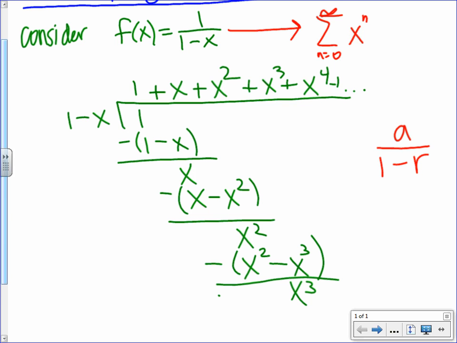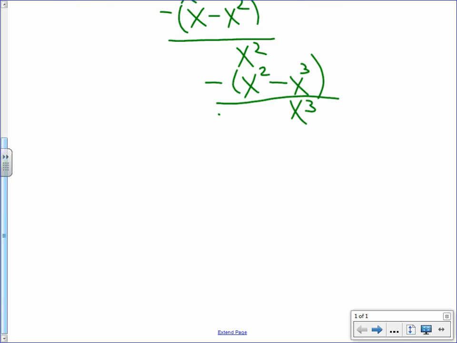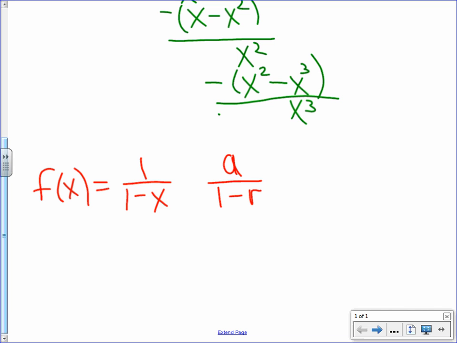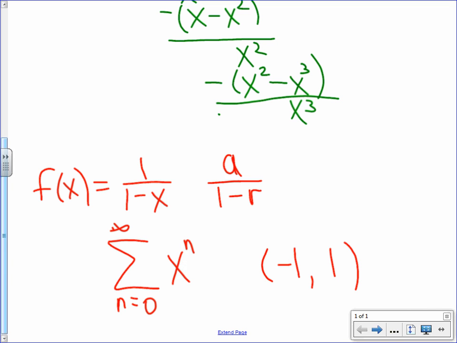Okay, so what we can do, we can think of this as first term over 1 minus r, and we can write it as our series n equals 0 to infinity of x to the n. Where is this centered at? It's centered at 0. And what is going to be our radius of convergence? And x will need to be less than 1. Okay. So our radius is going to be 1, centered at 0.